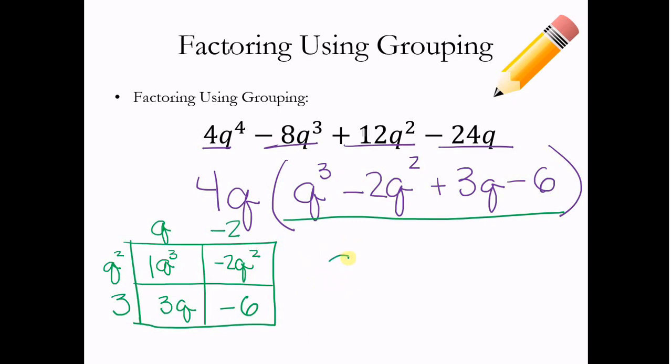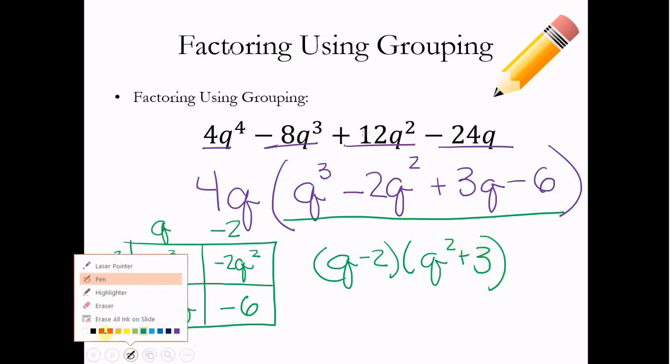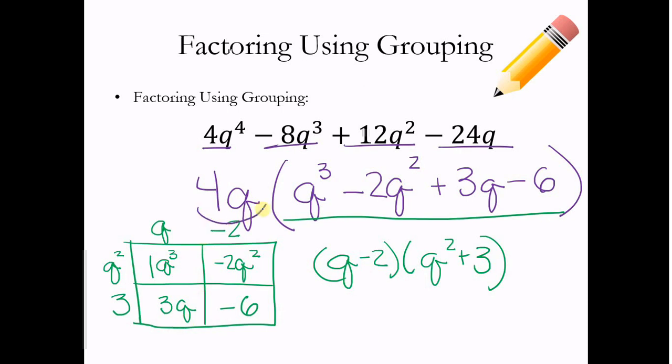So I have q minus 2, q squared plus 3. But don't forget this guy right here, what you pulled out originally. So he's going to sit in the front. This big 4-termed polynomial became the green down here. So I need to make sure he gets written in the front.